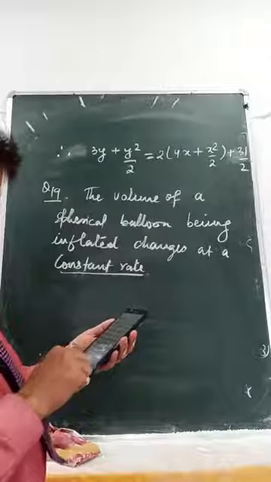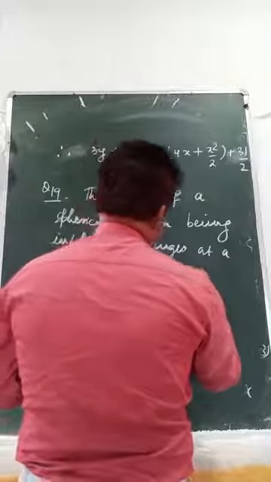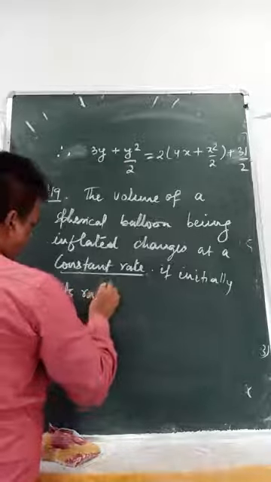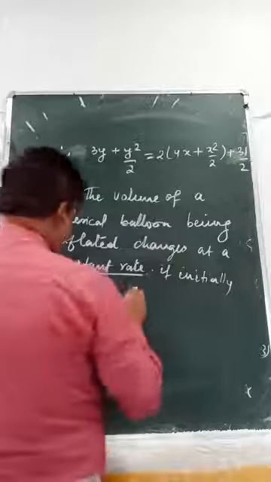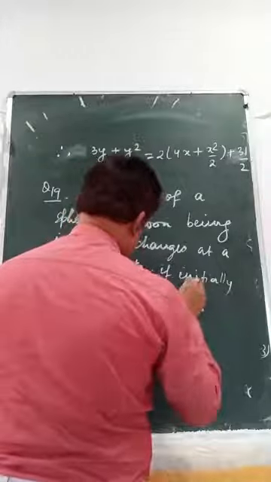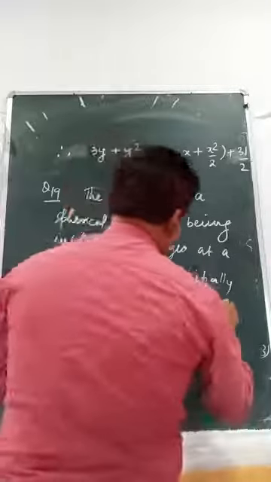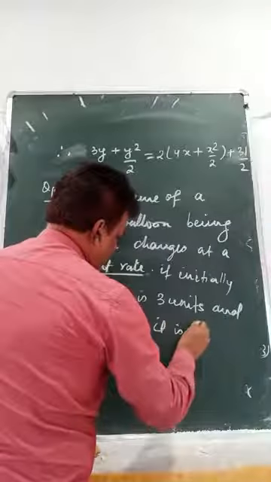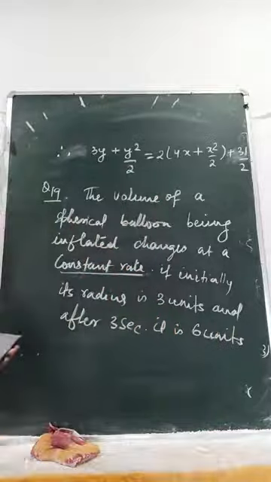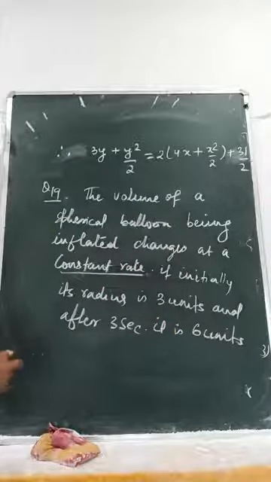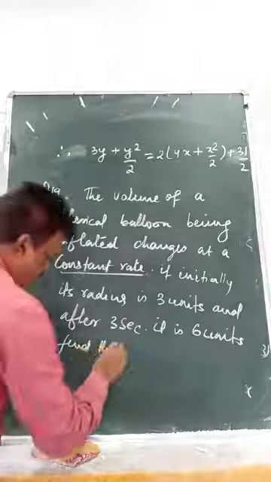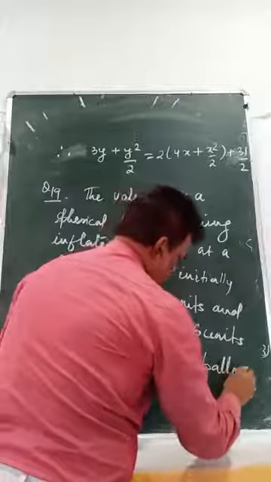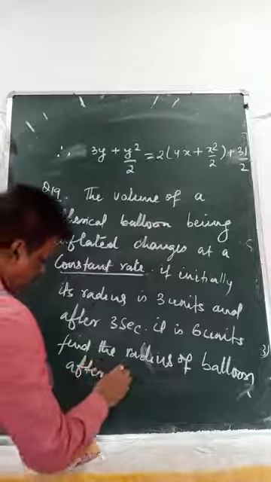If initially its radius is 3 units, and after 3 seconds it is 6 units, find the radius of the balloon after t seconds.